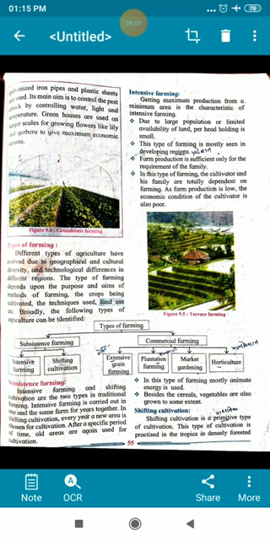So in this type of farming, mostly animate energy is used. What do you mean by animate energy? Means the laborers, the farmer himself, and the draught animals. Draught animal means what? Bullocks, cows, etc. They are used for the farming work. So these are called animate energy.